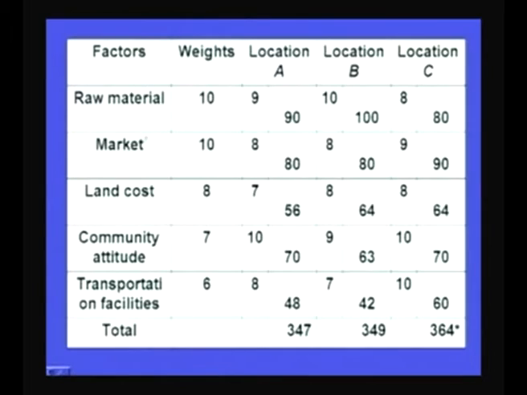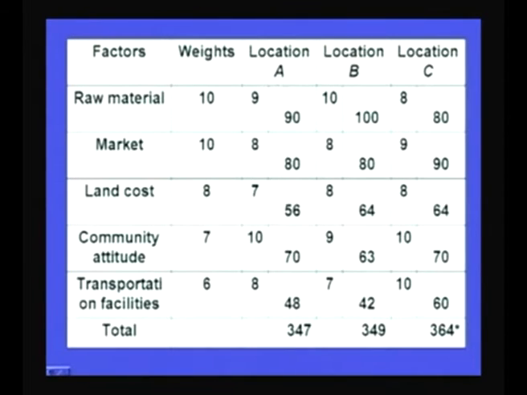Similarly, for each and every factor we are going to multiply the weightage with the points which we have given to the different alternatives and calculate this particular figure. 10 into 8 is 80, 10 into 8 is 80, and 10 into 9 is 90. Similarly, for transportation facilities, you can remember it: 6 into 8 is 48, 6 into 7 is 42, 6 into 10 is 60. Then finally we add up all these points earned by each and every location.